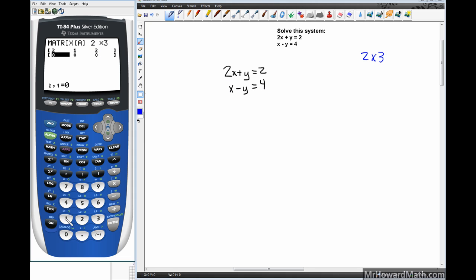So we have an implied 1 in front of that x. We have a negative 1 in front of that y, so negative 1 goes there. And then we have a 4 right here.